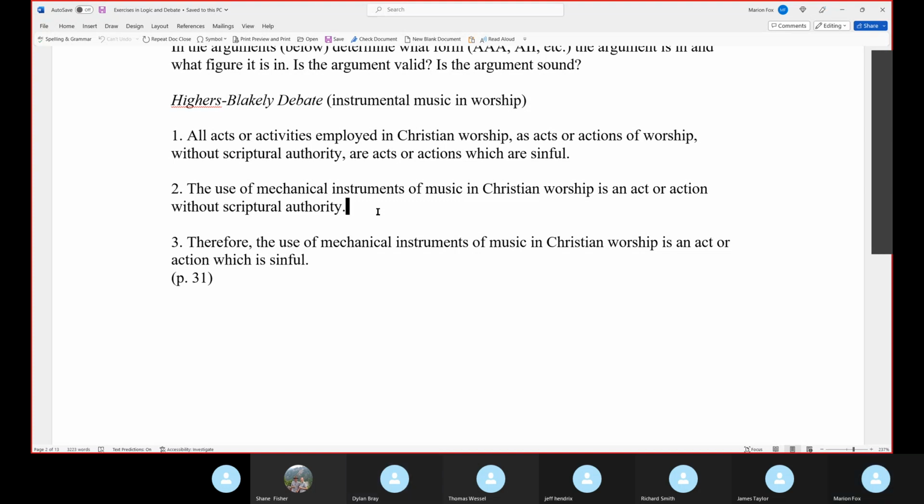Okay. So the implied "all" is not there? Isn't this a subgroup of Christian worship? Yeah, and use of mechanical instruments of worship. And that would be all instruments. He's not saying just trumpets. It is universal in that sense.